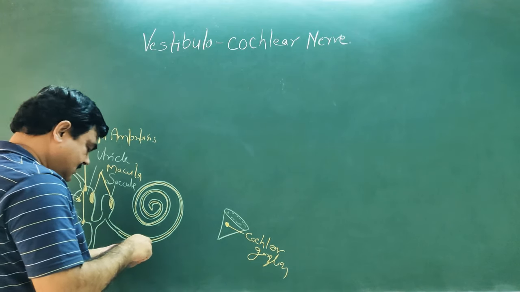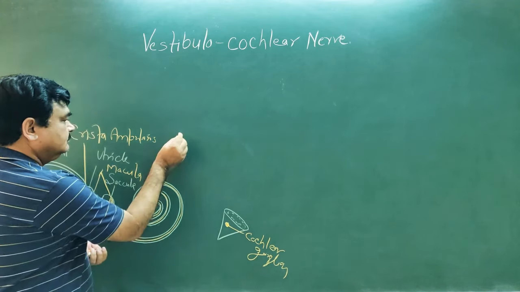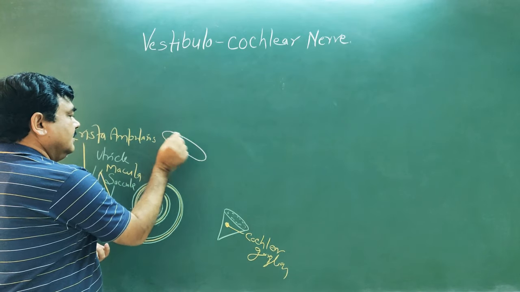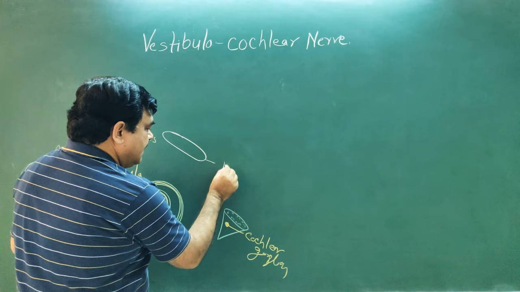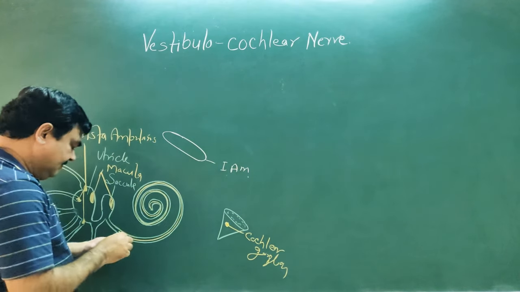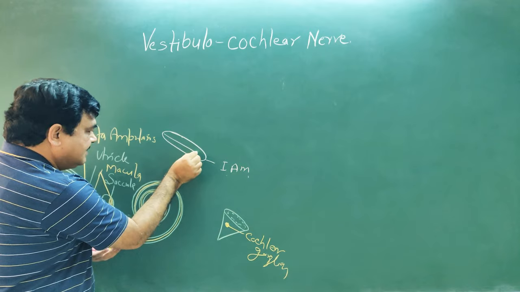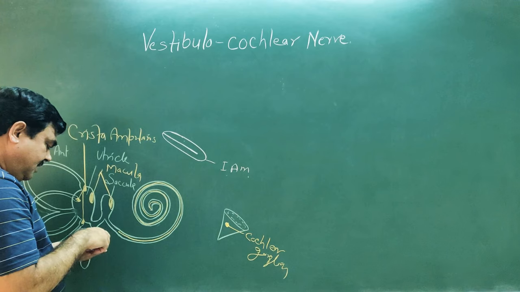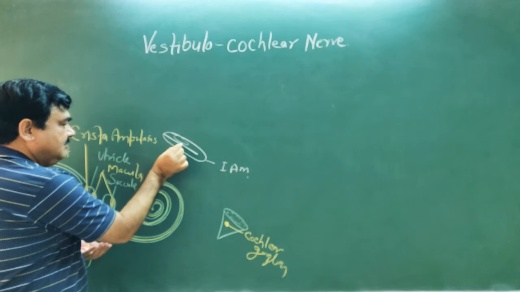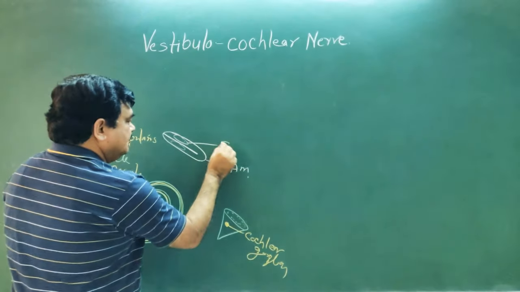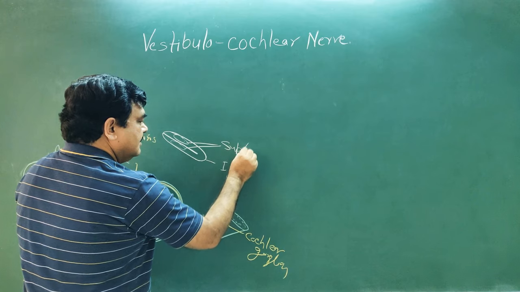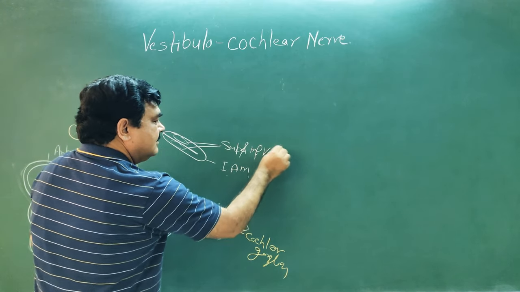And another thing, here is the bottom of the internal acoustic meatus. This is divided into two parts by a crest. This is the crest. This is superior, this is inferior. The superior vestibular area is here, and the inferior vestibular area.